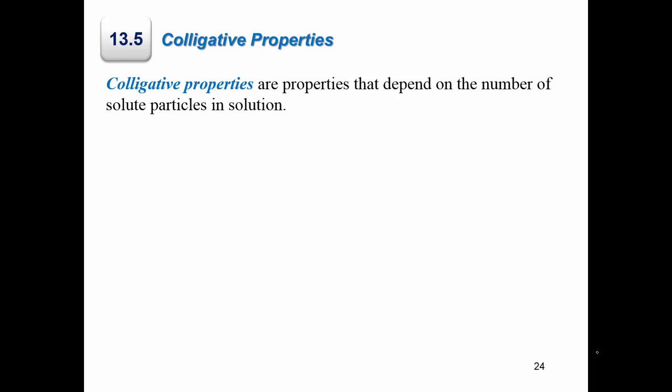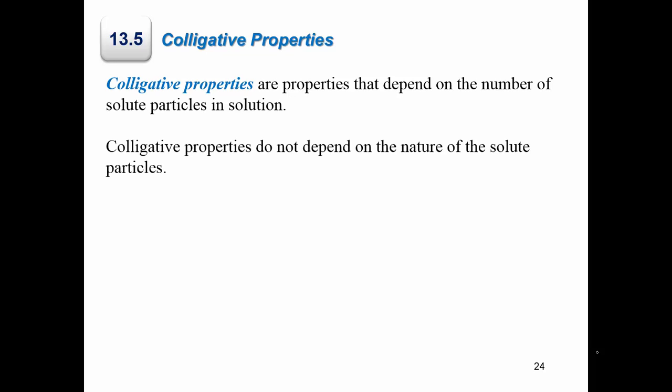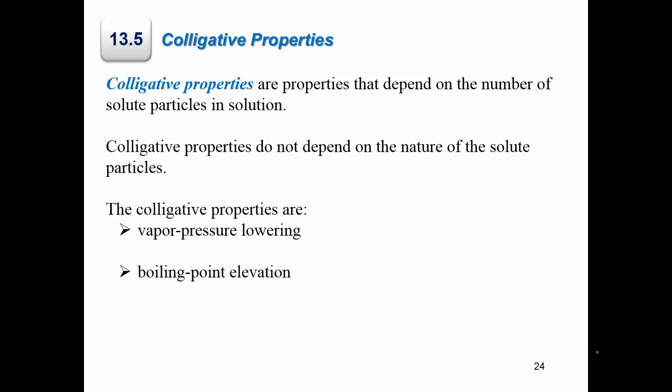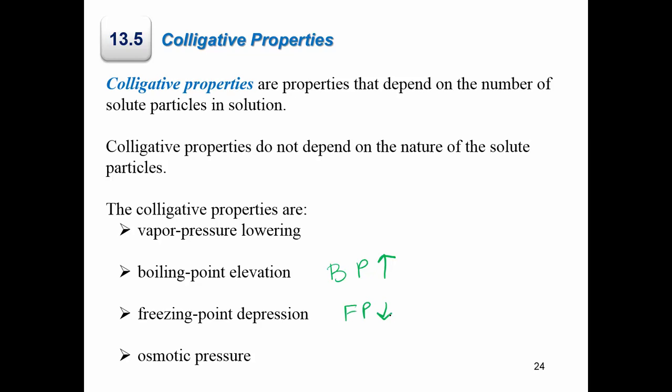Now, when we talk about solutions, we also need to talk about colligative properties, and your lab involves colligative properties. Colligative properties are dependent on the number of solute particles in solution, not on what those solute particles are, just how many there are. Colligative properties include vapor pressure lowering, boiling point elevation, freezing point depression, and osmotic pressure. Usually we note boiling point elevation as BP up arrow and freezing point depression as FP down arrow.